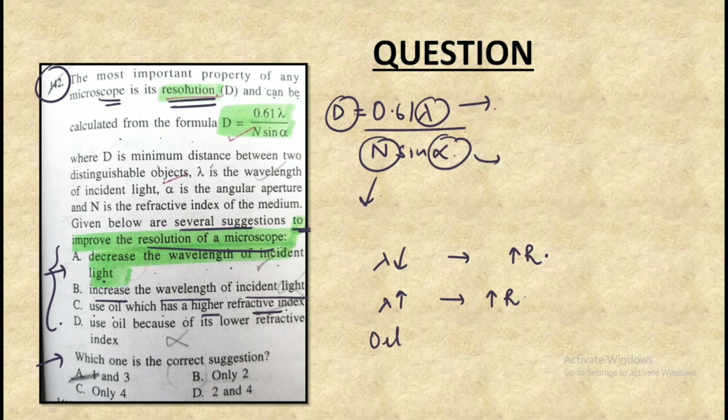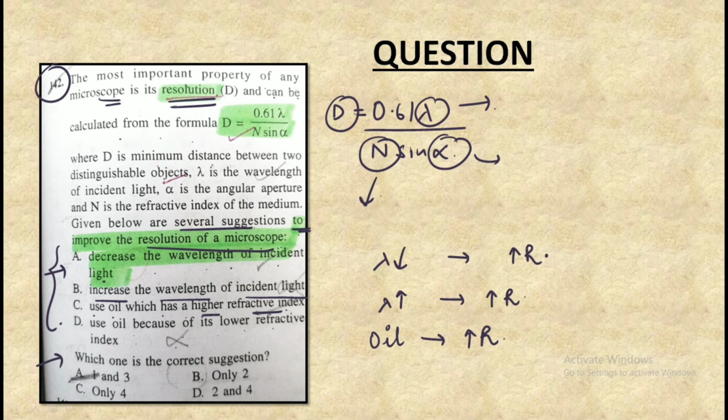So in the third case, it is suggesting that using oil would help us to increase the refractive index, and the fourth one says that use oil because it has a lower refractive index. So these are the four suggestions that are given, and we need to find out which of the suggestions are correct for improving the resolution of the microscope.